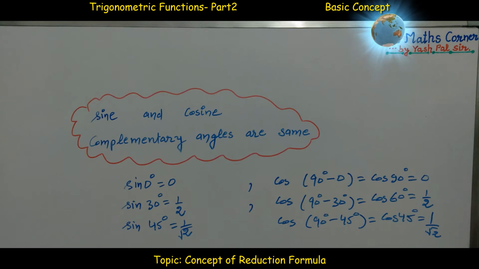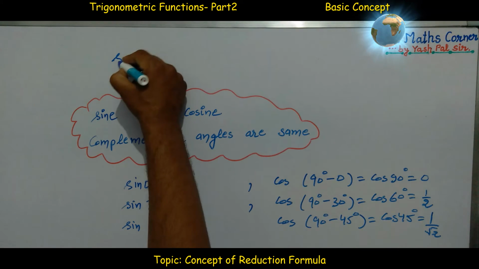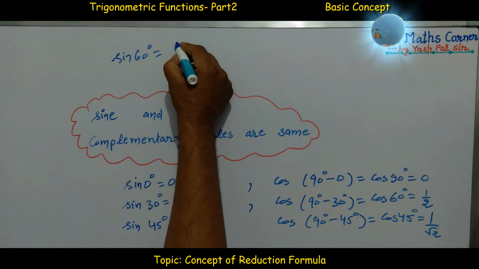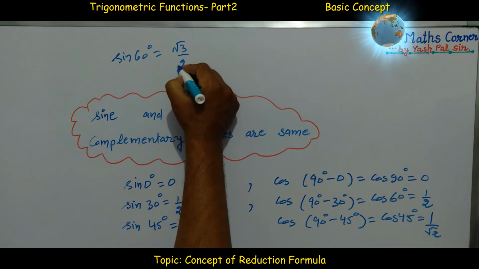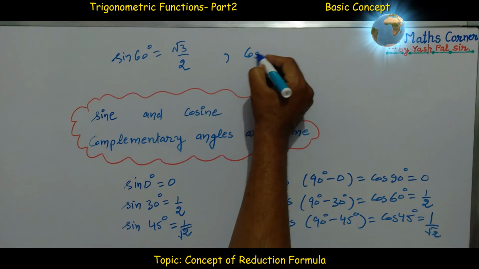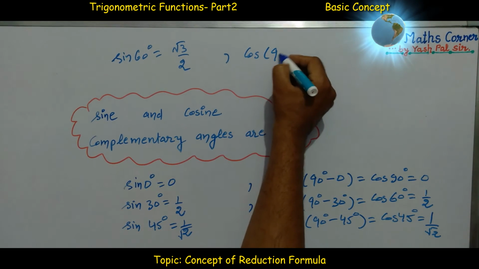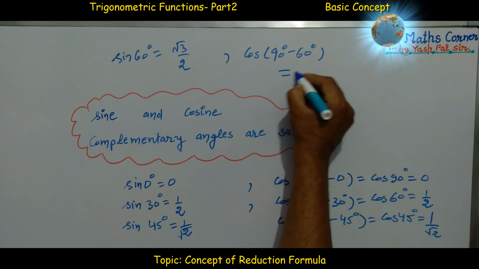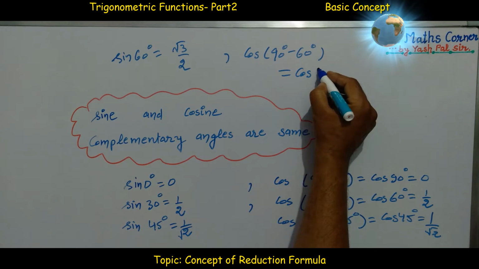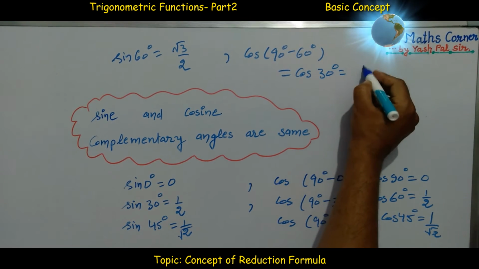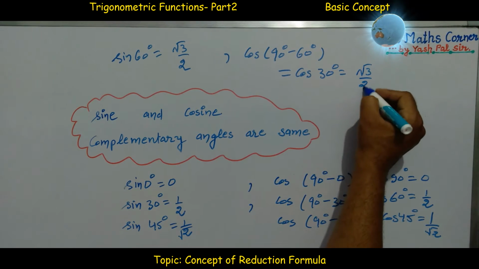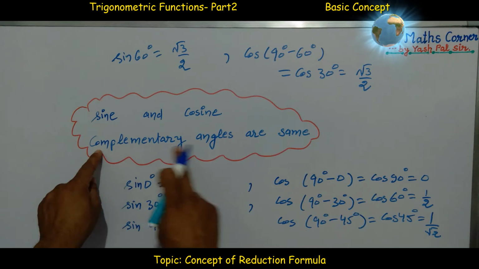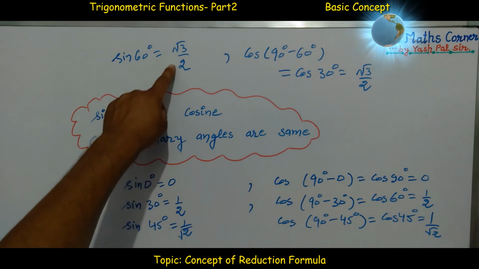Like that, sine 60 degree is equal to square root 3 by 2, and cos 90 degree minus 60 degree, that is cos 30 degree, that is also equal to square root 3 by 2. That means sine and cosine of complementary angles are the same.